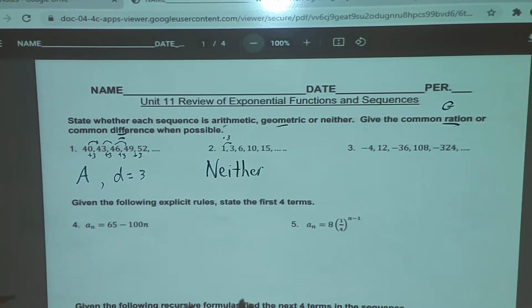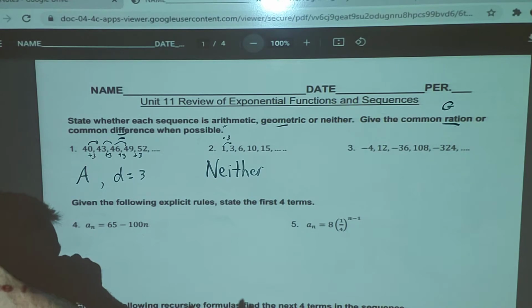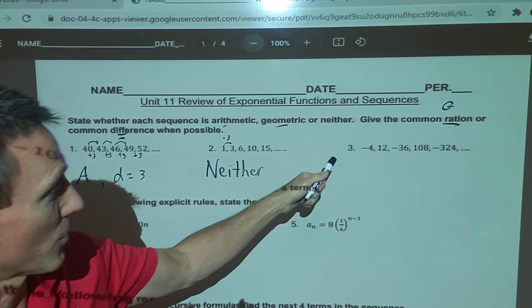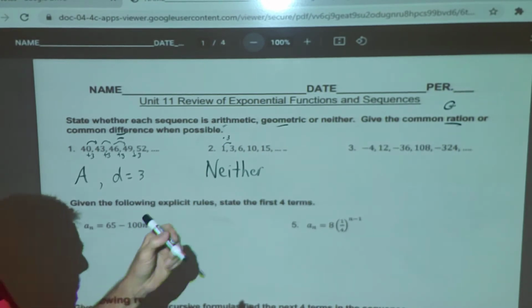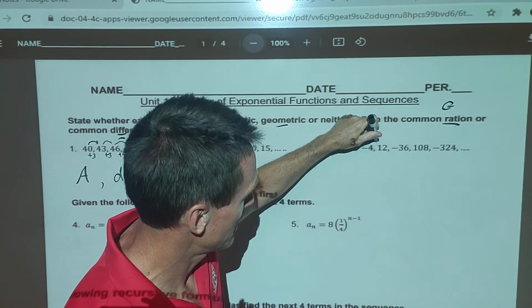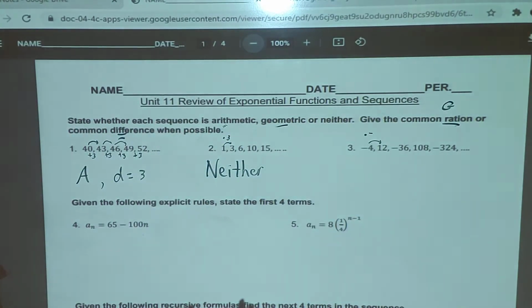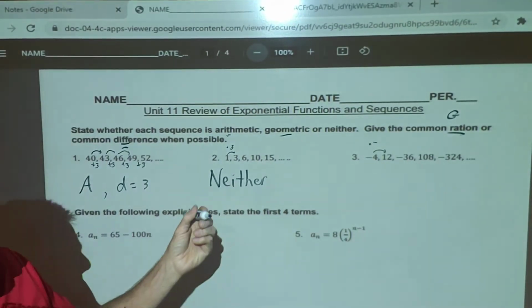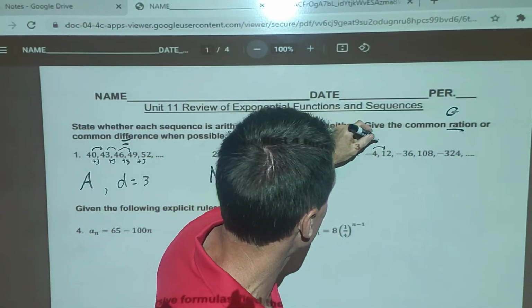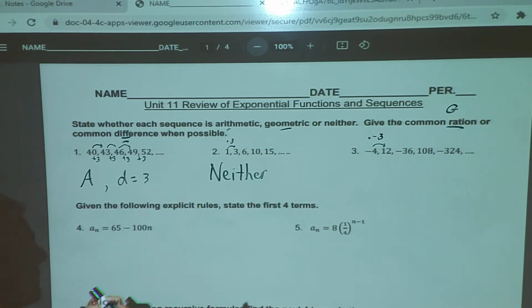Now the last one, we can rule out arithmetic because if we are adding a number consistently, whether it's adding a positive or negative number, our signs would not alternate. So this would have to be multiplication by a negative number to change the sign. So let's see what's happening. From negative 4 to positive 12, we are multiplying by negative 3.